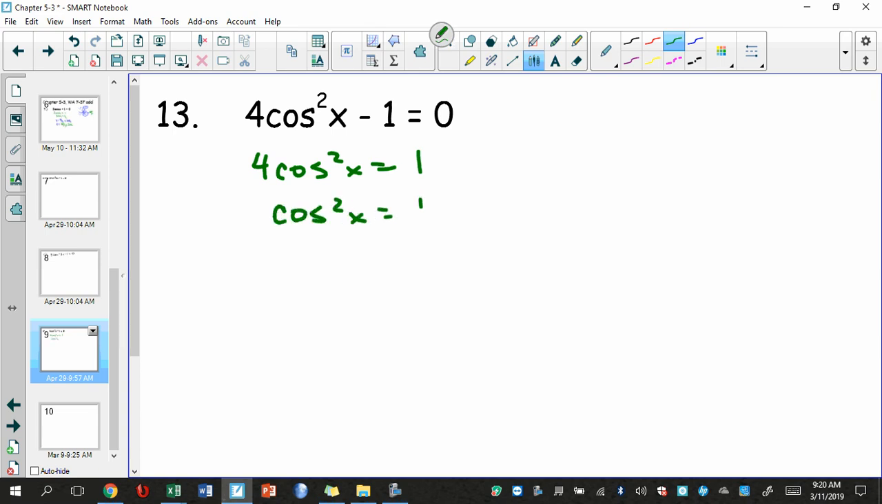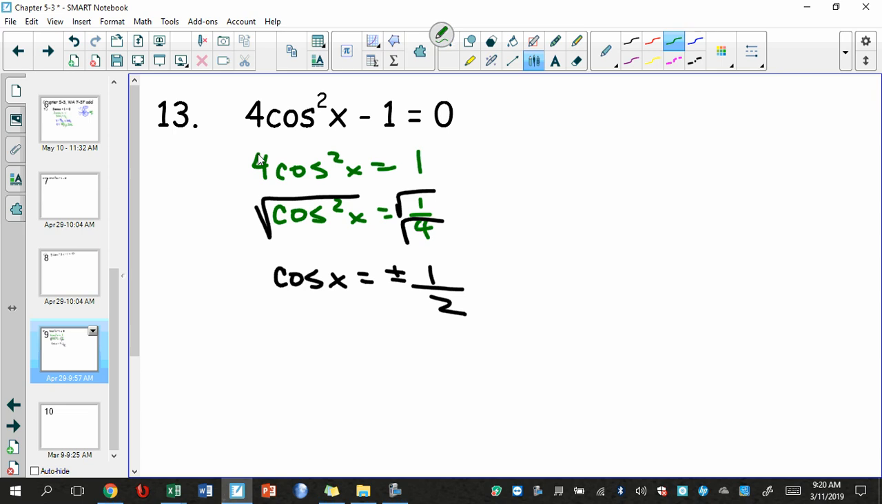Cosine squared of x is equal to 1/4. Take the square root. So I'm going to take the square root of the top and the bottom. So I have the cosine of x is equal to plus or minus 1 over 2. Yes? So it wants all of the 60-degree angles. Do we all understand that? Yes or no? We good?